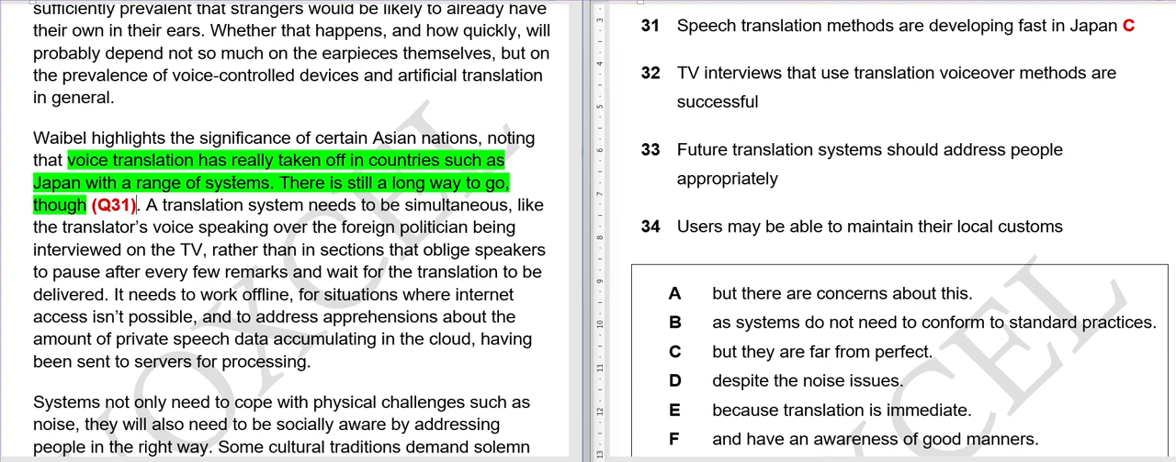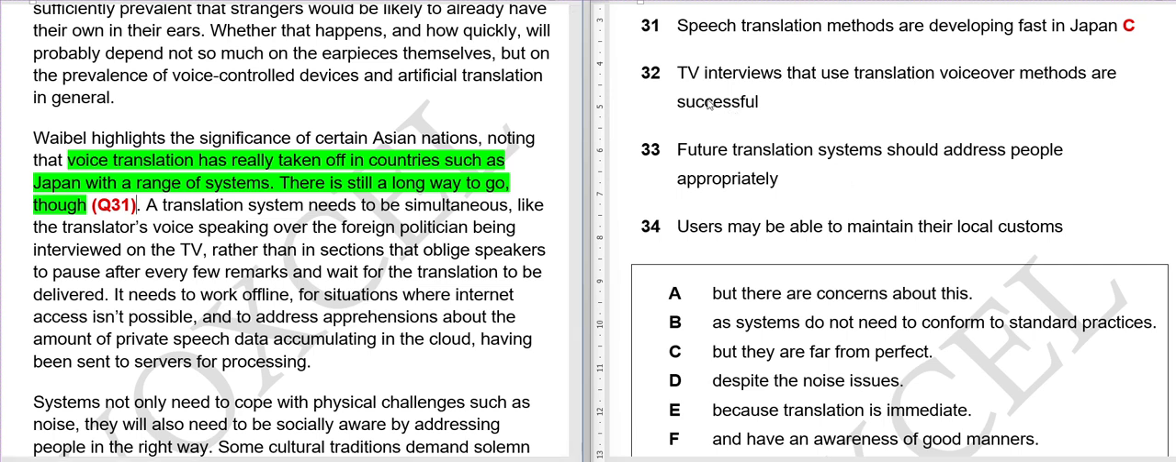31. I hope it is clear, because there is no mention about, but there are concerns about this. So there is a long way to go, but there is nothing about concerns. Standard practices, there is nothing mentioned about that. Again, there is no mention of other. This is the clear sentence ending for this. Moving on to 32nd, TV interviews. So we have read obviously about some sort of TV interviews also.